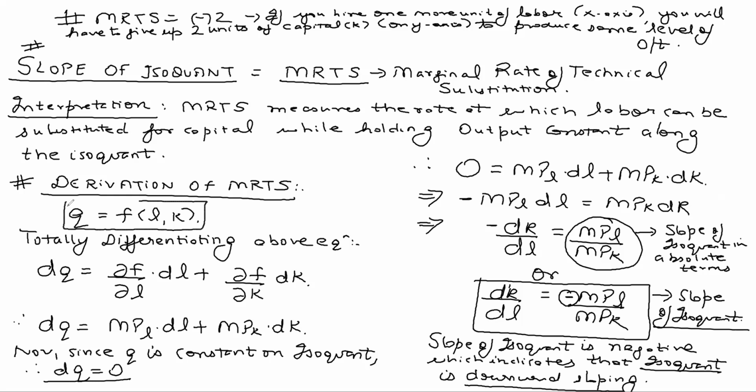This was the production function given to us. We used the concept of totally differentiating the above equation. So dq, which is the total change in q, is equal to del f by del l, partial derivative, into dl, plus del f by del k, again a partial derivative, into dk. Del f by del l is mpl, del f by del k is mpk. Along the isoquant, output is constant, so change in q, which is dq, is 0. That means minus dk by dl is mpl by mpk, or dk by dl is minus mpl by mpk. This is called the slope of the isoquant. Clearly, it is negative, which indicates that the isoquant is downward sloping.